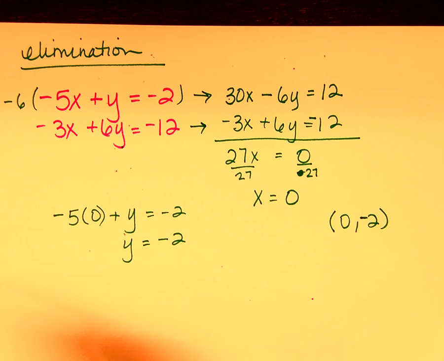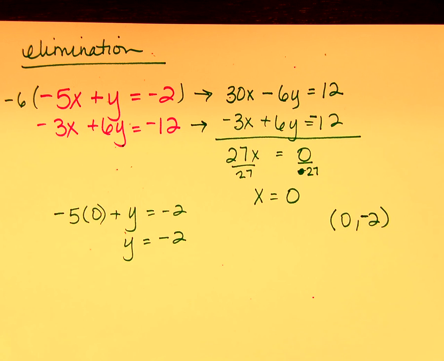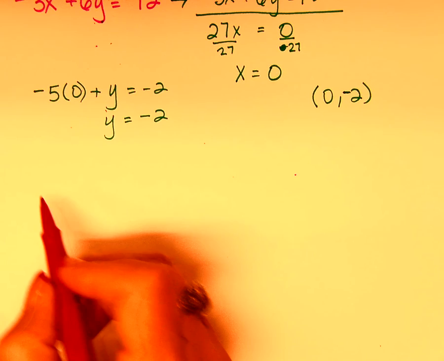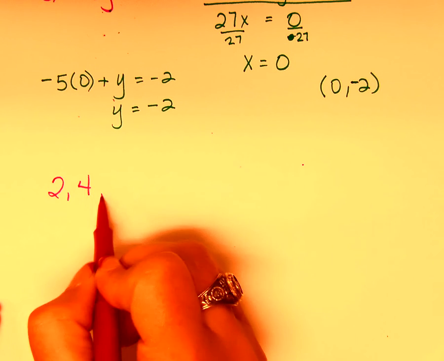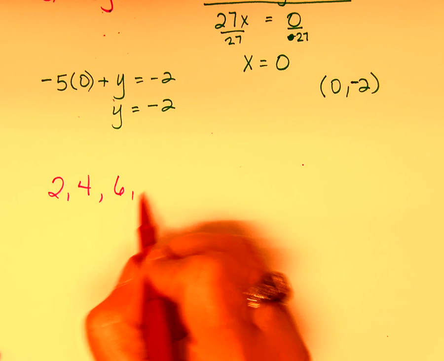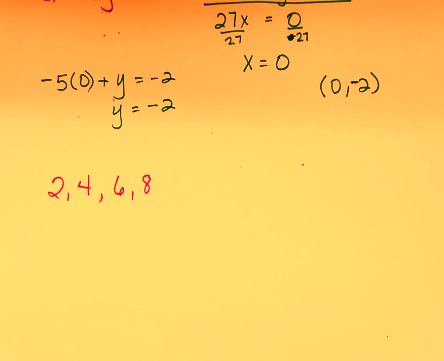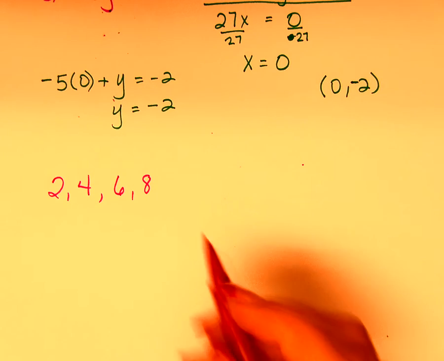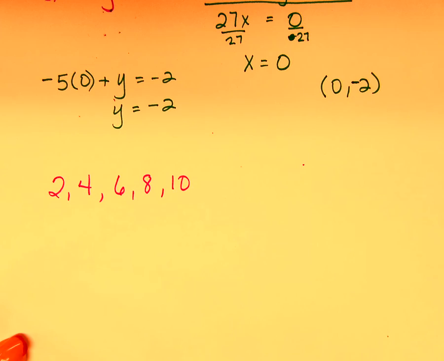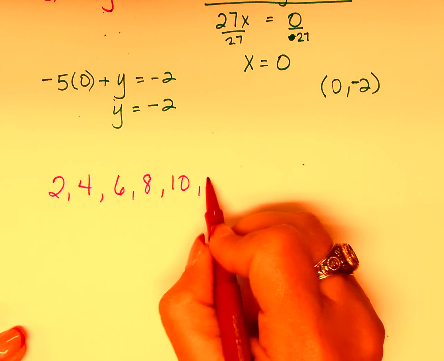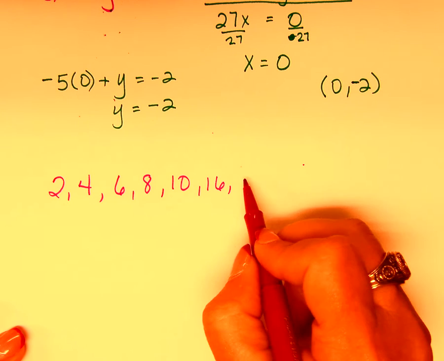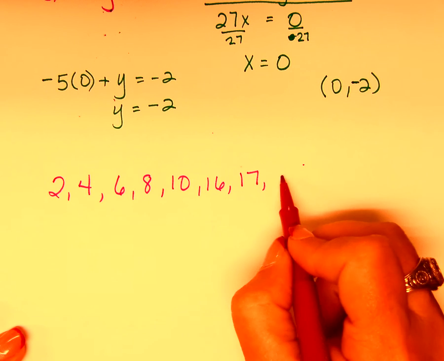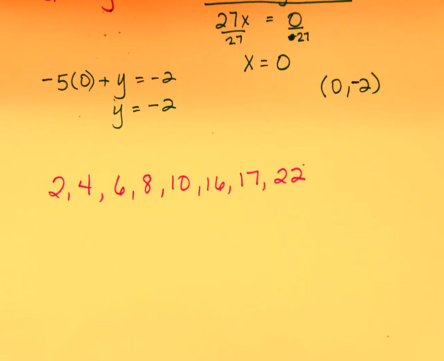Would you please circle the following problems? Circle the following problems. Number 2, number 4, number 6, and number 8. Those are on the front. On the back, would you please circle number 10, number 16, number 17, and number 22. Any questions?